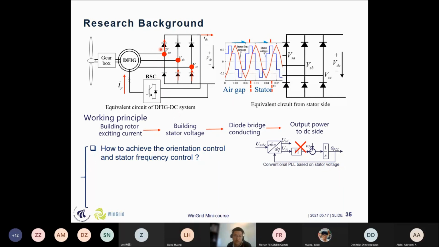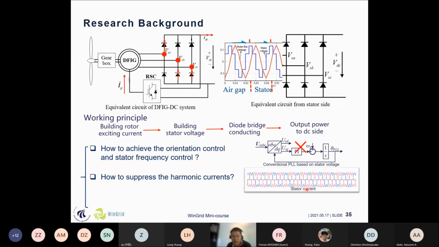We needed to do some extra control, and that is how to suppress the harmonic current. You can see that the stator voltage is distorted like this waveform, a step waveform, so it's highly distorted. With this kind of stator voltage, the stator current has this form. So how can we eliminate the harmonic currents of this kind of structure? It is also a question that we need to study.